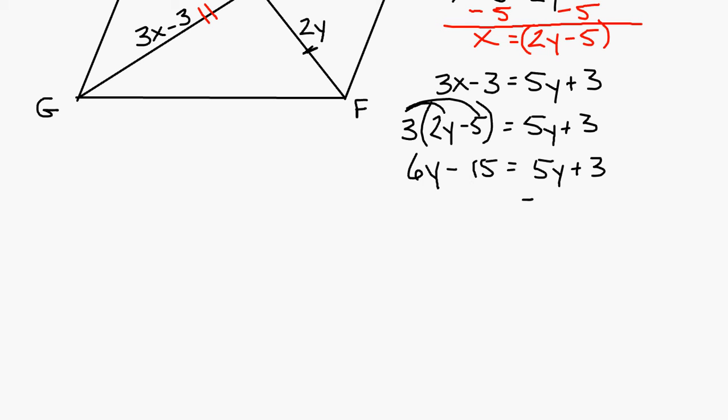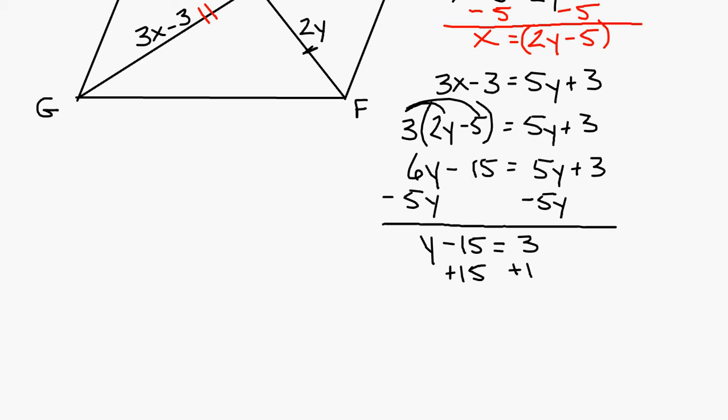So if you now subtract 5y from each side, then you've got y minus 15 is equal to 3. And you can add 15 to each side. So in this case, your y value is equal to 18. If y is equal to 18, there's the first part of the problem. So y equals 18.